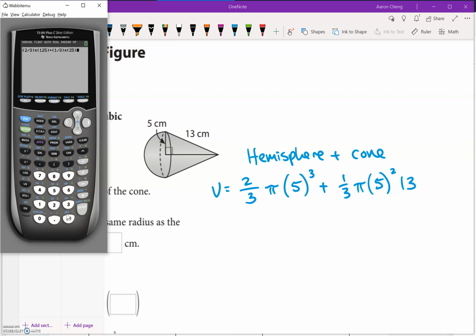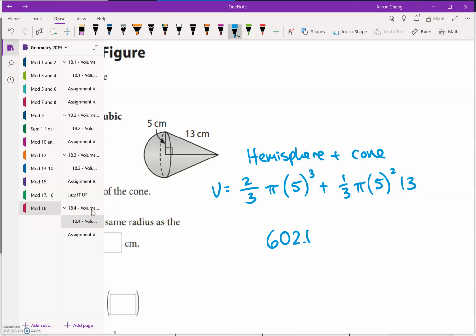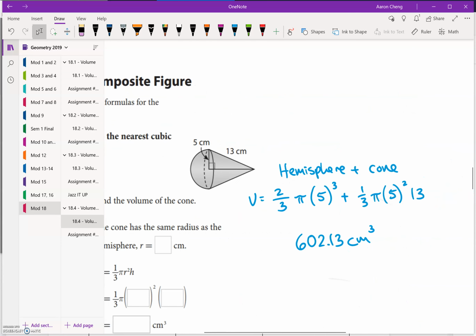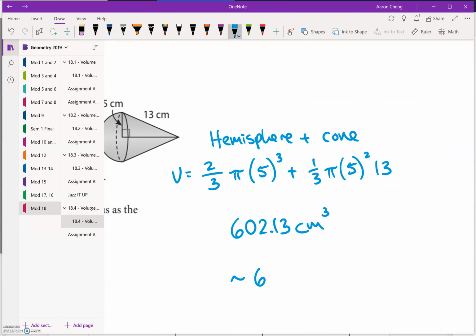5 squared is 25. 13. All right, and that gives us 602.13 centimeters cubed. Well, let's look at our directions. Maybe we had to round to the nearest centimeter. Cool. So we'll just say this is 602 centimeters cubed.